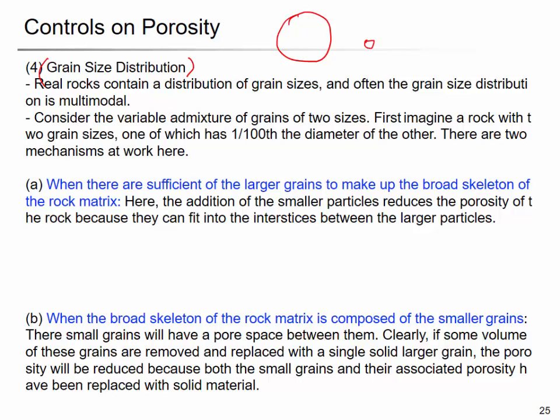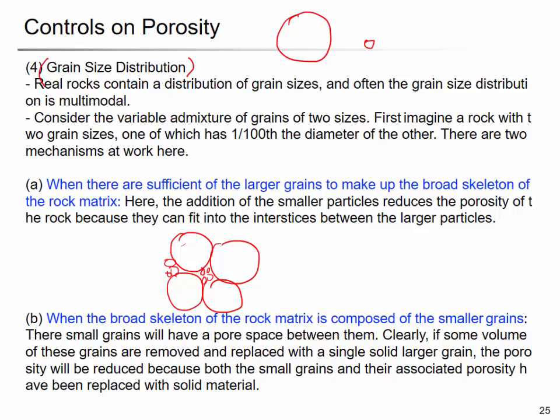And then if we mix these two, there are two mechanisms at work. First is when the skeleton is made of the large grains, then the small grains will fill up the void. Right? So mixing these two types of particles will decrease the porosity, compared to the case where you have only one type of particle.